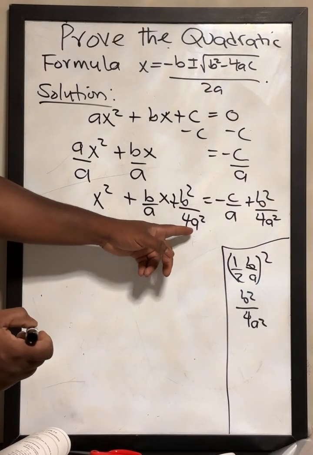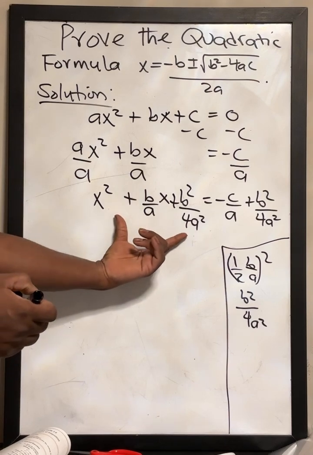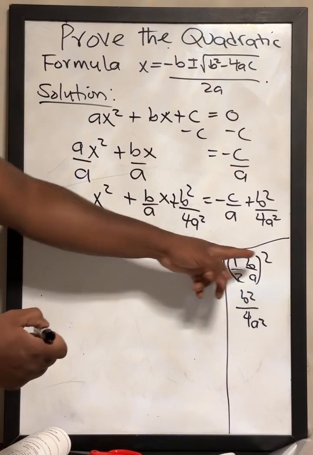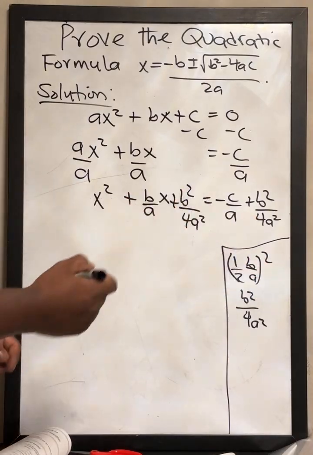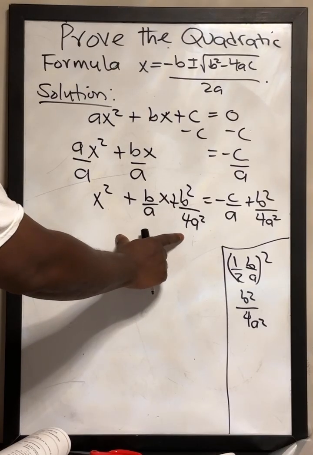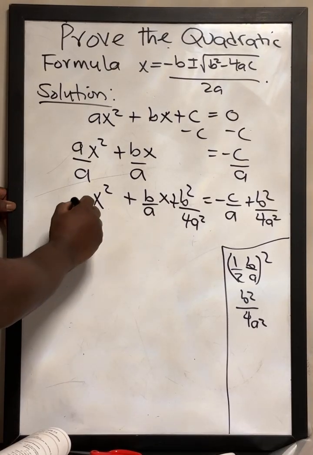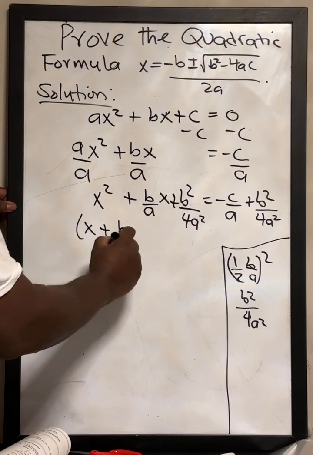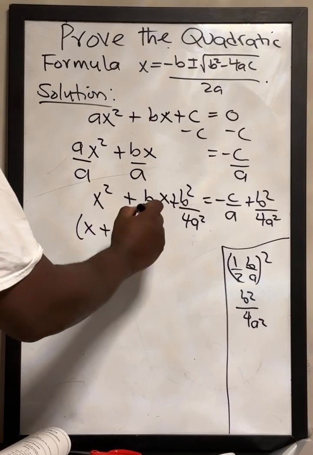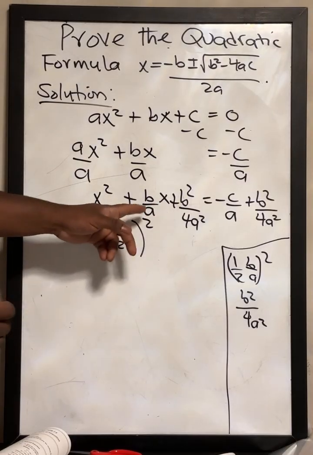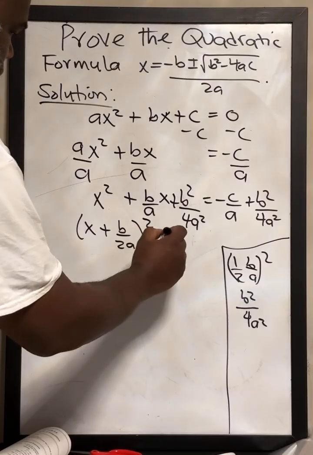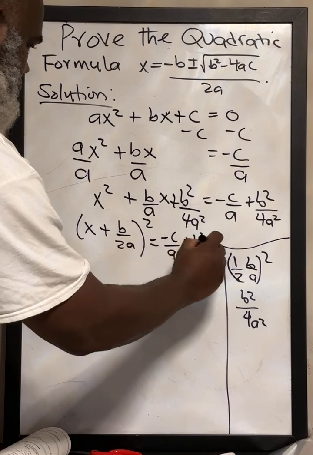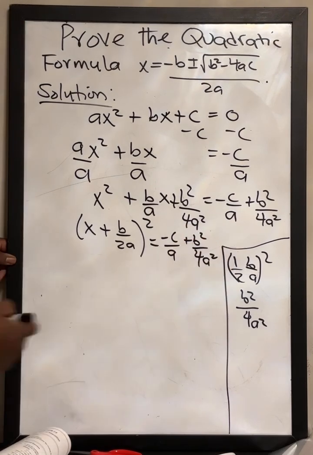Okay. So what we did, we did this so we can get a perfect square trinomial. You take half of this, square it, we get this, add it to both sides. So what we have is this becomes a perfect square trinomial, which is x plus b over 2a squared, is equal to negative c over a plus b squared all over 4a squared.